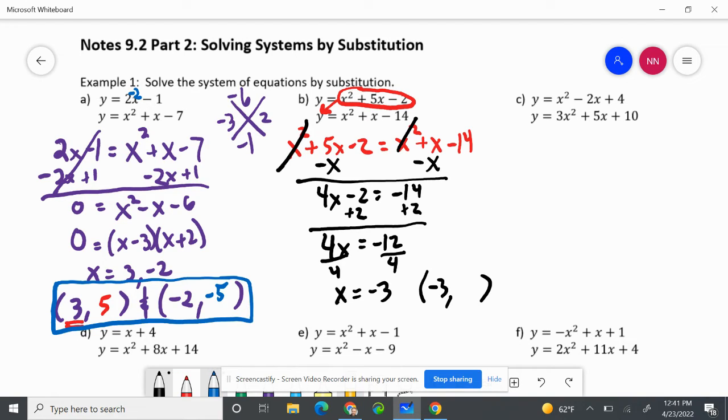So I'm going to take the negative 3 and plug it into one of the equations. If I plug it into this top equation, negative 3 squared is 9. Negative 3 times 5 is negative 15, minus 2. So 9 minus 15 is negative 6, minus 2 is negative 8.